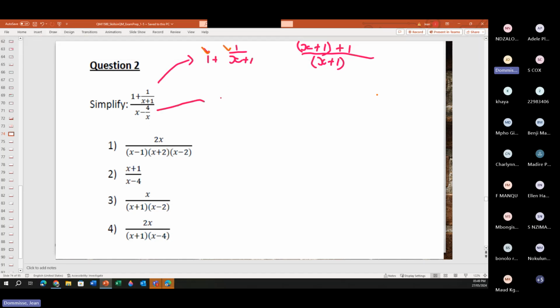So now let's look at the bottom part. The bottom part is x minus 4 over x. Okay, so again, what I will do is say, okay, let's put everything on x. Hopefully that will at least start to make it simpler, but probably not.